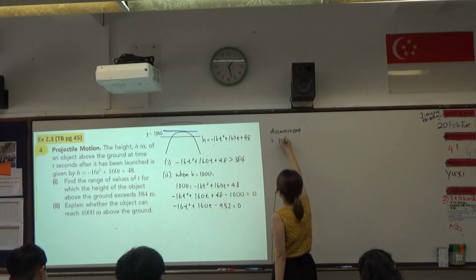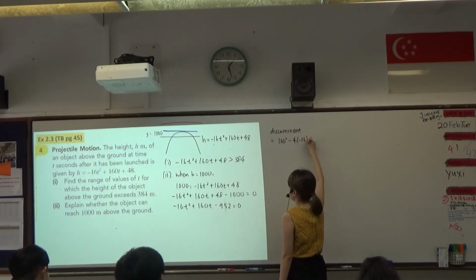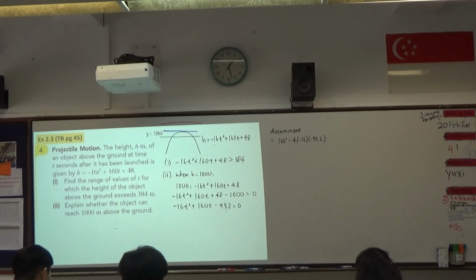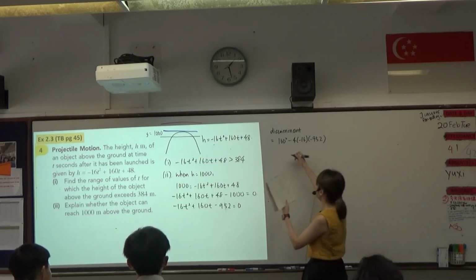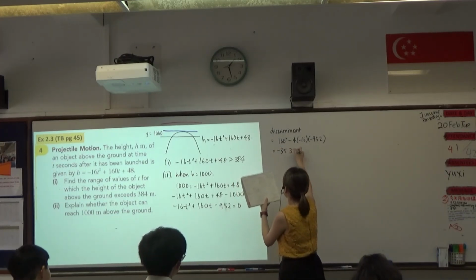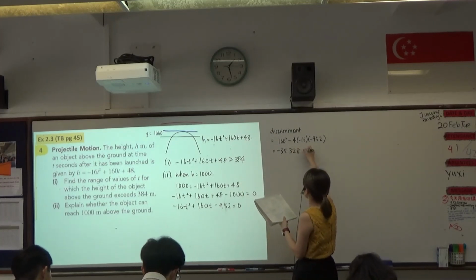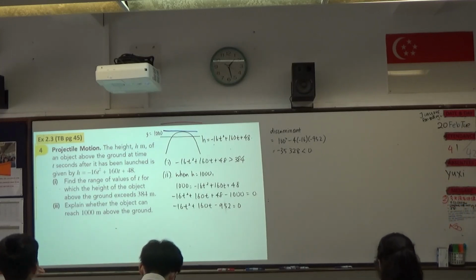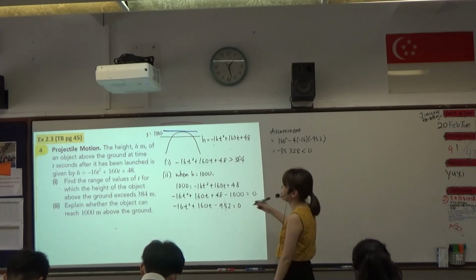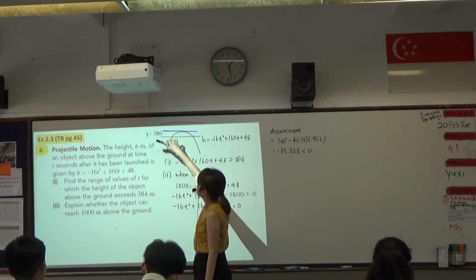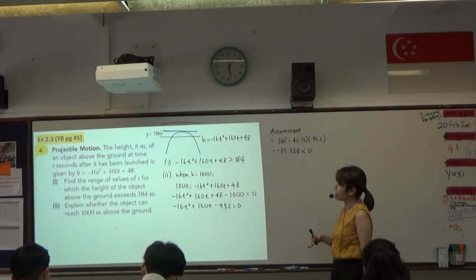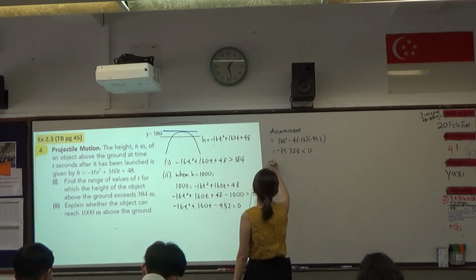And that gives us b squared minus 4ac, which gives us a negative value of negative 35,328. Because the discriminant is less than 0, we can say that there is no intersection between the line y equals 1,000 and the curve, and hence it is not possible for the object to reach 1,000 meters above the ground.